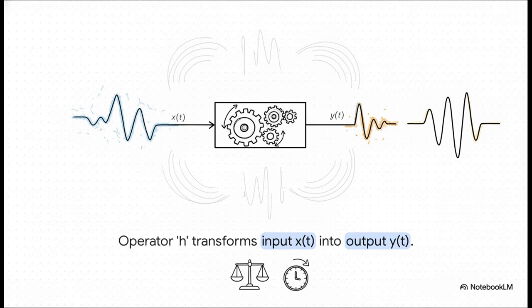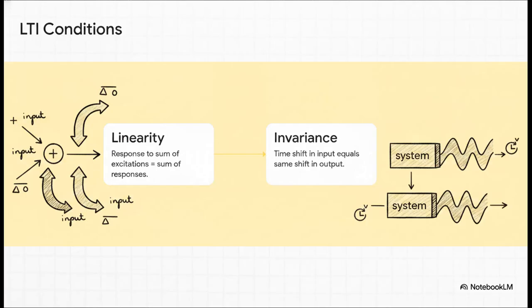Now, so many actual systems in engineering and physics can be modeled by this straightforward little box with a really good degree of accuracy, provided they meet two specific conditions. Those two golden rules are linearity and time invariance. For a system to be linear, the response to the sum of multiple inputs has to equal the sum of the individual responses to those inputs. Basically, it's perfectly proportional. For a system to be time invariant, delaying the input by a certain amount of time simply delays the output by that exact same amount, without changing the shape of the output at all. The rules of the game don't magically change based on when you start the clock.